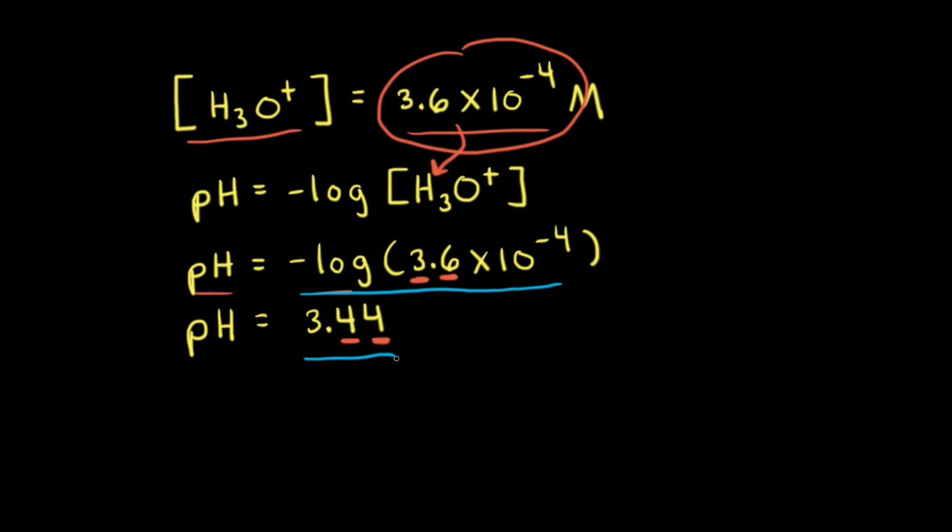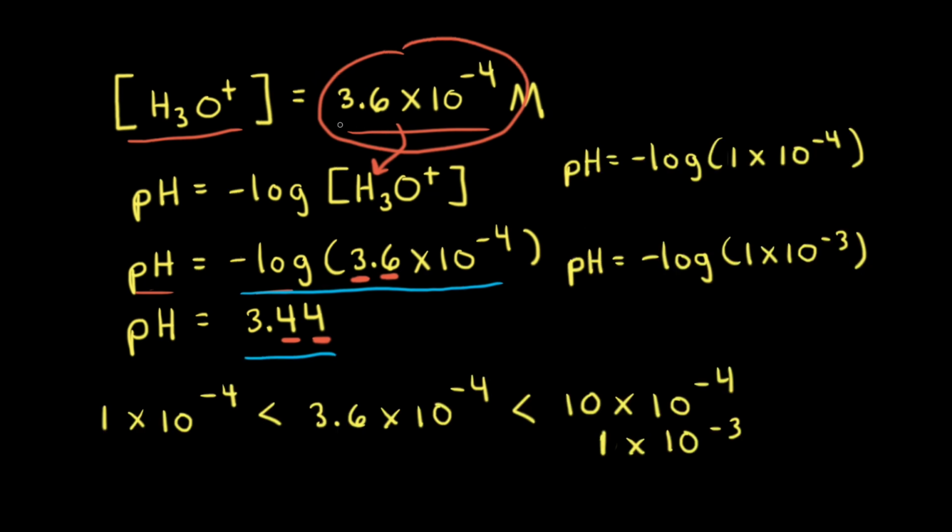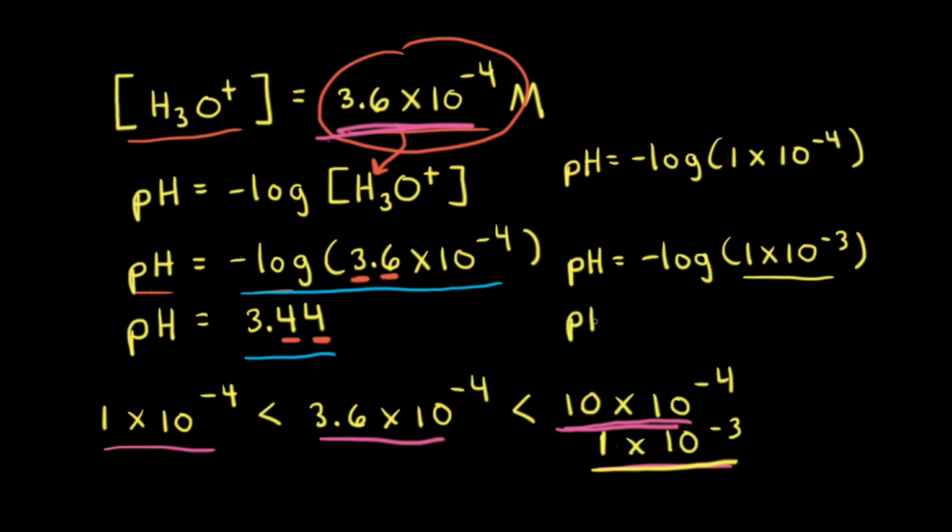However, there's a way of estimating the pH without using a calculator. The first step is to say 3.6 times 10 to the negative 4th is between 1 times 10 to the negative 4th and 10 times 10 to the negative 4th. 10 times 10 to the negative 4th is the same thing as 1 times 10 to the negative 3rd. If the concentration of hydronium ions is 1 times 10 to the negative 3rd, you can find the pH of that without using a calculator if you know your logarithms. The pH would be equal to 3.